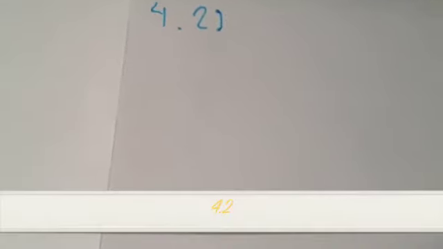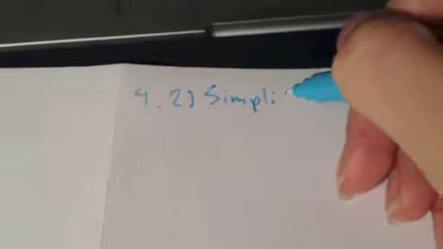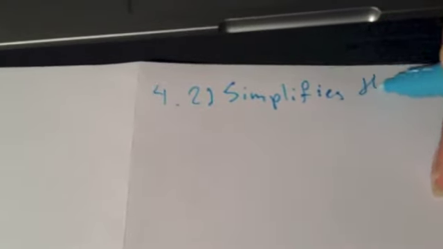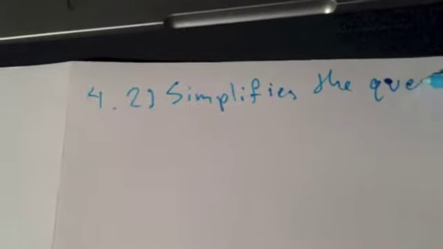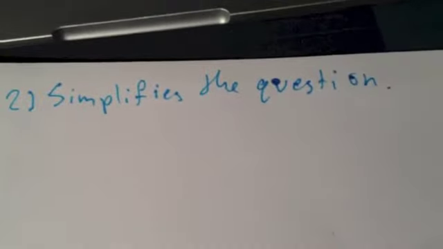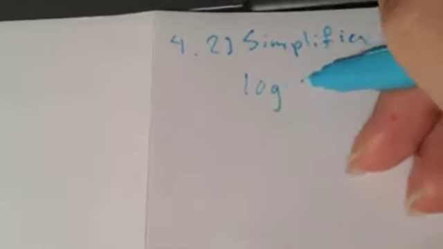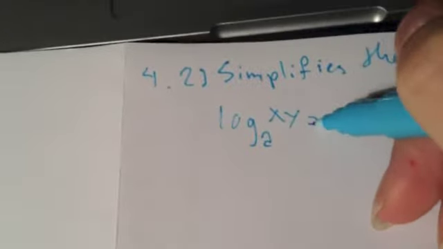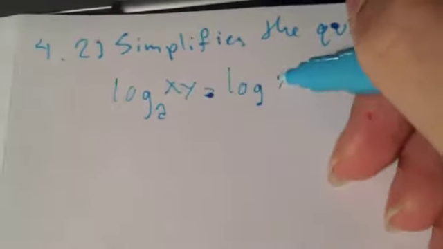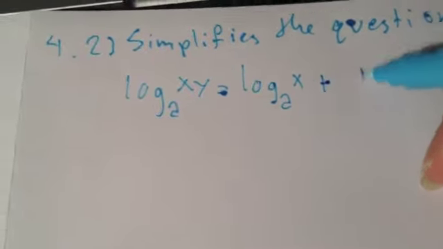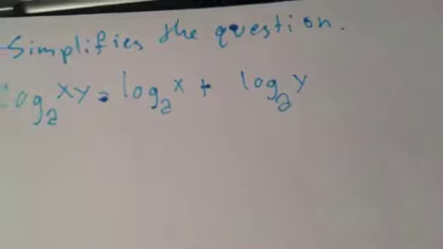4.2 is about, yep. So in this one we have to simplify the equation. So I can write for you. Simplify the questions. And the property is log x y in base a is equal to log x in base a plus log y in base a.